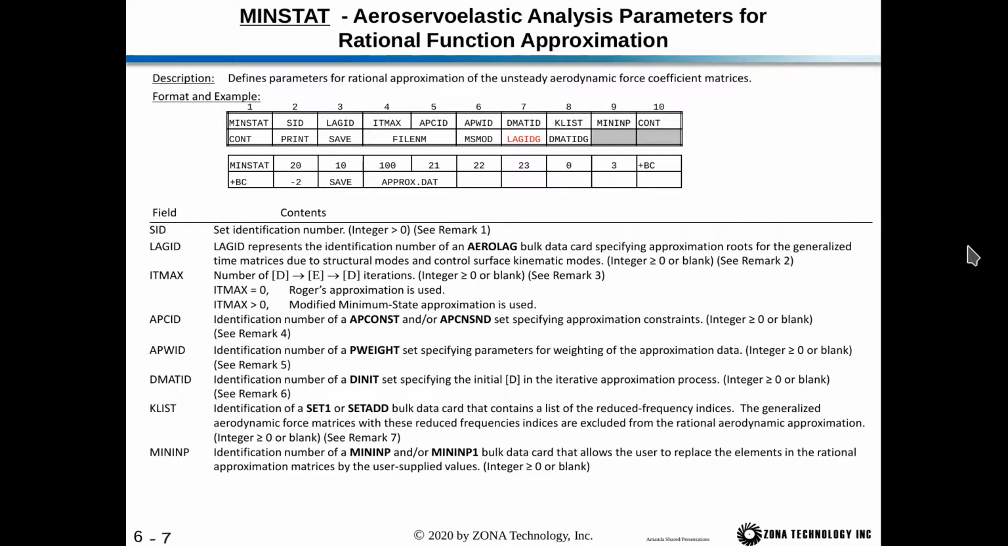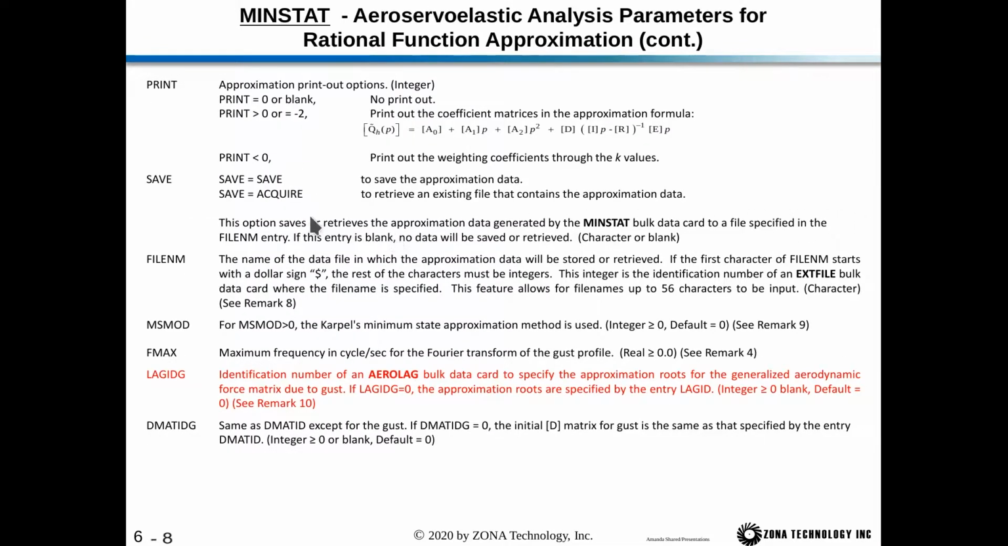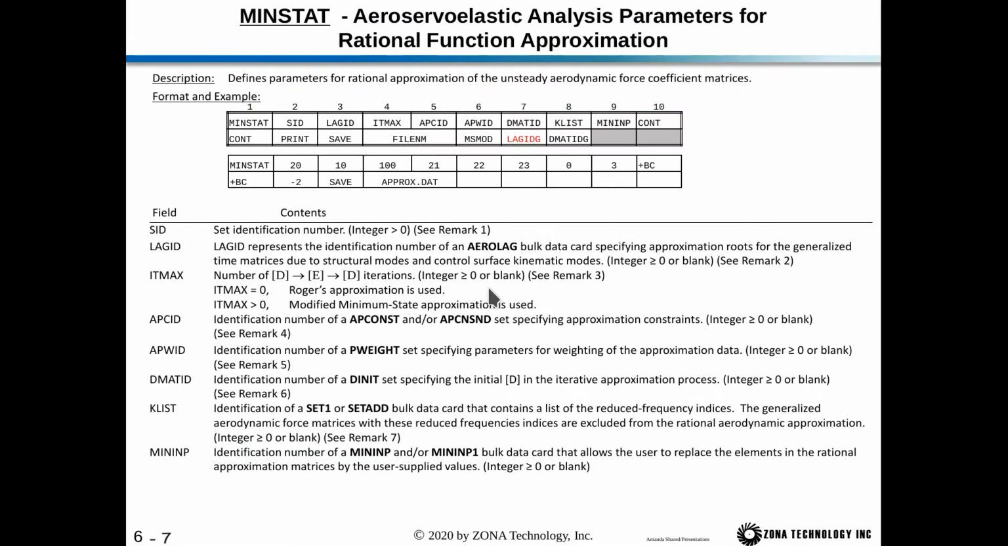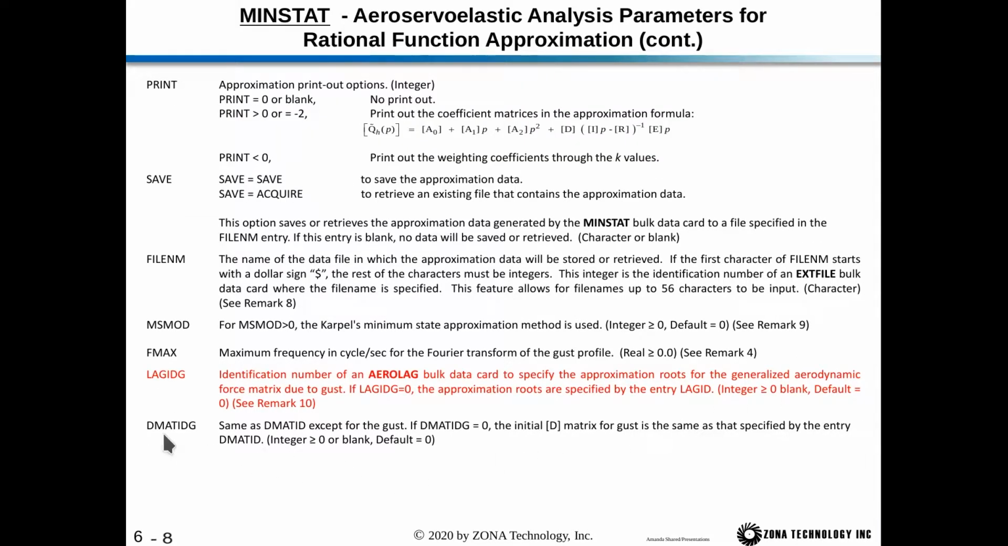So if we go to the next slide here, we can see that lag IDG is the identification number of an aero lag card to specify the approximation roots for the generalized aerodynamic force matrix due to Gust. Now if lag IDG is 0, then the approximation roots specified by lag ID are used. So if this is 0 or blank, then the Gust parameters use the same lag parameters specified in the first lag ID field here. And then similarly, DMAT IDG is the same as DMAT ID except for the Gust.